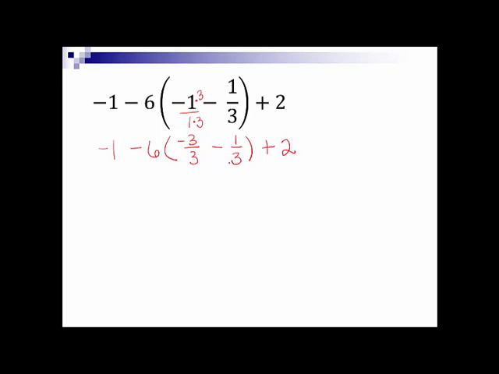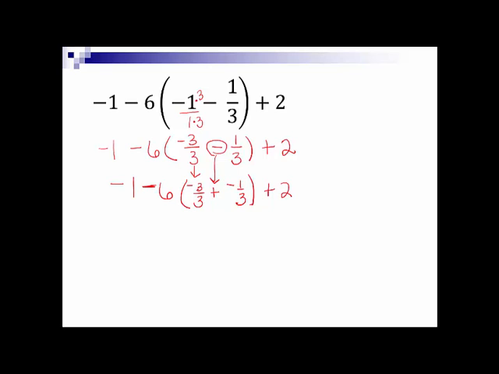Continuing to work within parentheses, I'm like, oh, this is a subtraction. What do I need to do with subtraction? I need to keep, change my subtraction to addition, and change the sign of the number being subtracted. It had been a positive 1/3. I'll make it a negative 1/3. Still within parentheses, and everything else remains the same. So you'll notice as I model this, I'm rewriting the entire expression again.